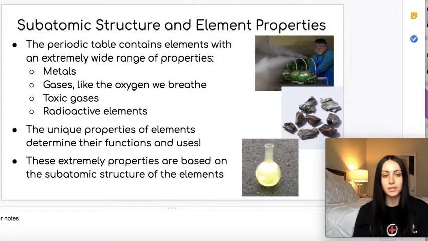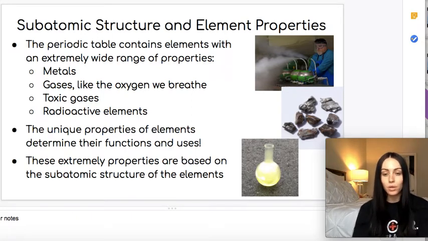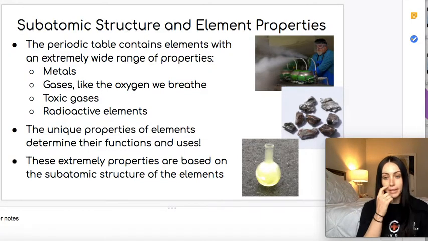The reason that we talk about this is because the reason for these extremely different properties comes down to something that seems very simple, which is their subatomic structure, meaning the number of protons, neutrons, and electrons that they have inside of their atoms. So simply by having a different number of subatomic particles than another element, we can see such varying properties, which also lead to very different uses. So obviously we breathe oxygen and then we build train tracks with iron. We fill balloons with helium, but if we breathe in chlorine gas, we will die.